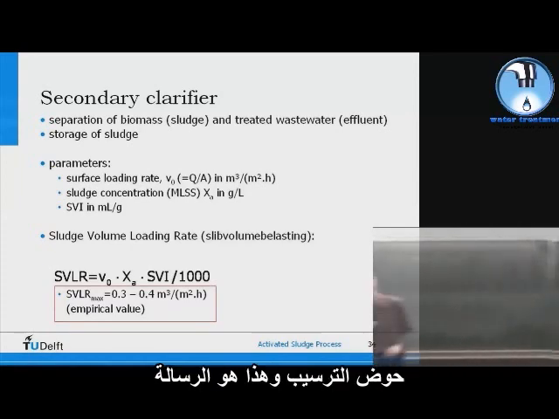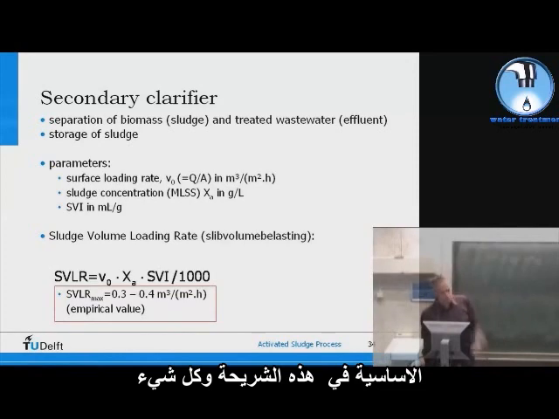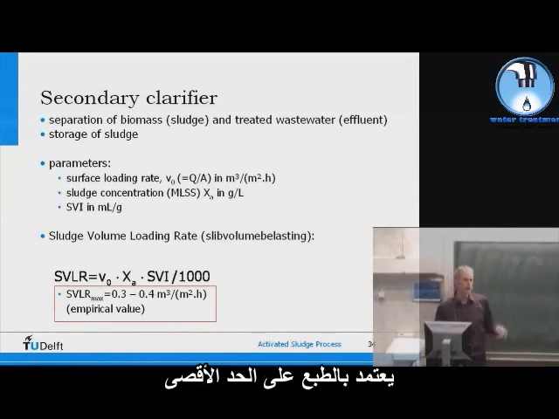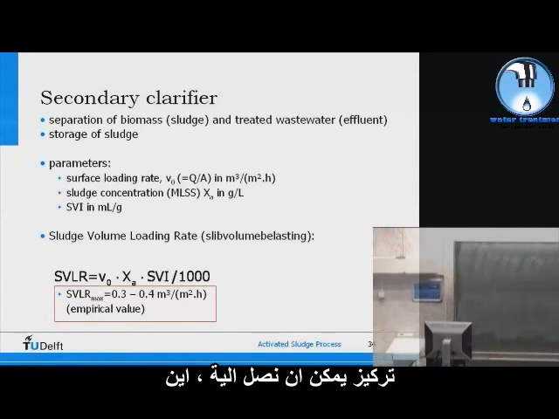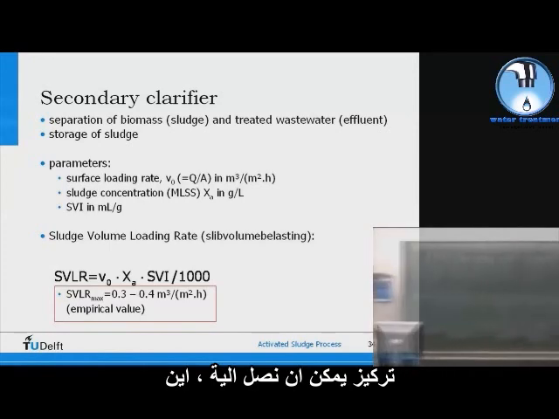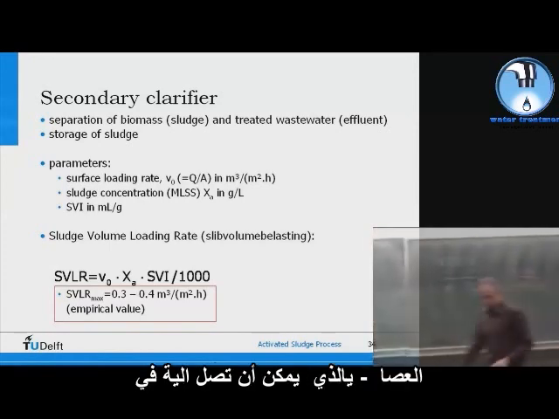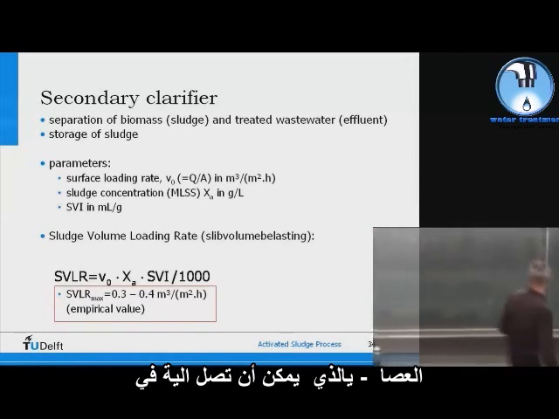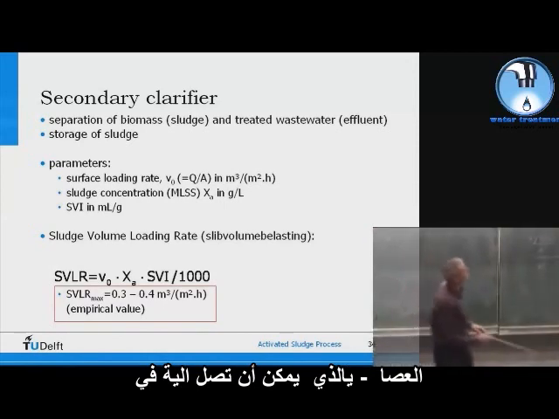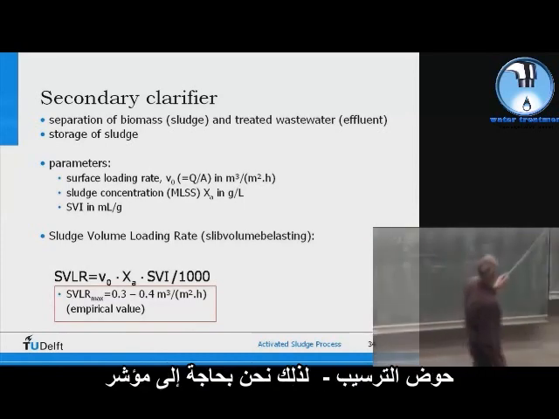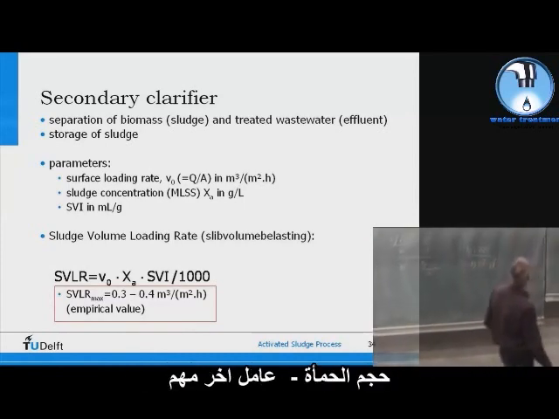And that's the basic message of this slide. And it all depends, of course, on the maximum concentration we can reach in the settling tank. So we need this sludge volume index.